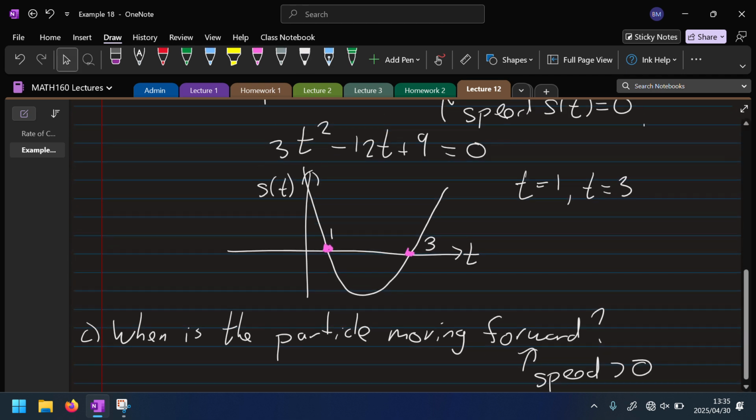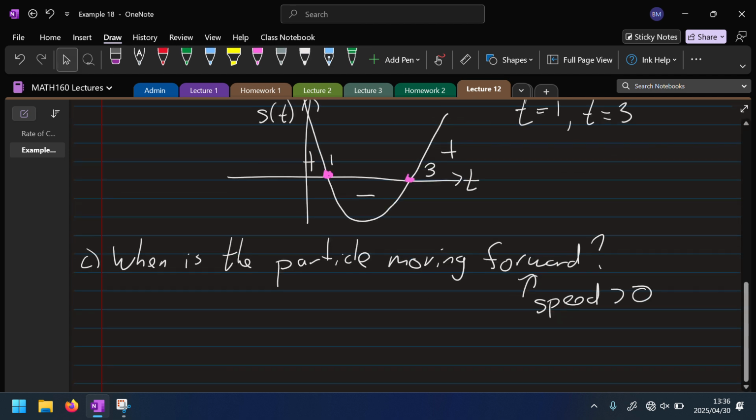So let's go back to the picture. Again, this is the graph of speed versus time. We can see from 0 to 1, the graph is above the axis, so that means it's positive. From 1 to 3, the graph is below the axis, so it's negative. And then from 3 onwards, the graph is above the axis, so it's positive. And remember, this is the speed graph. So from 0 to 1, you have positive speed. From 1 to 3, you have negative speed. And from 3 onwards, you have positive speed.